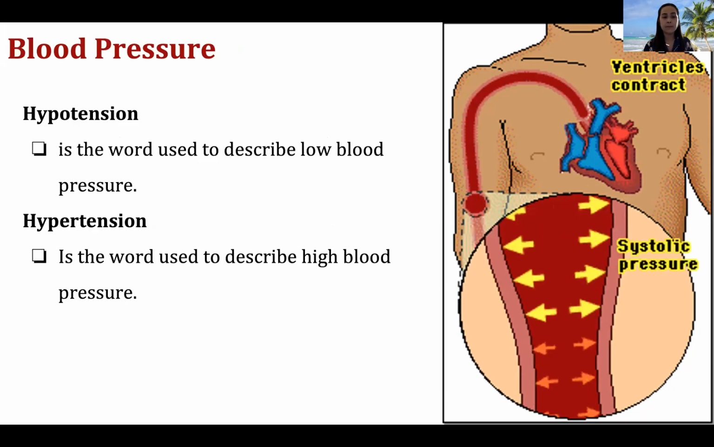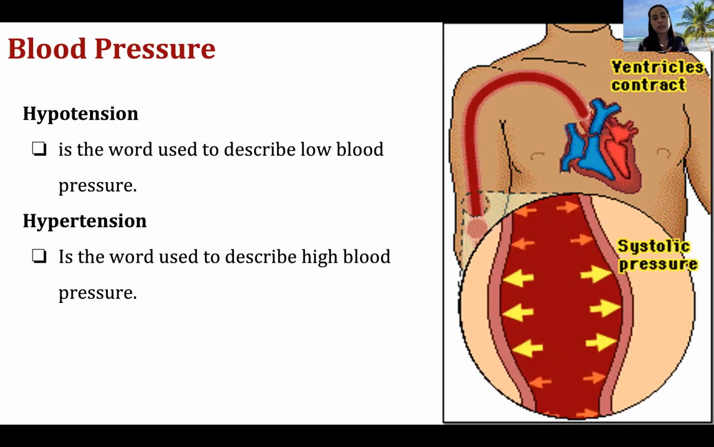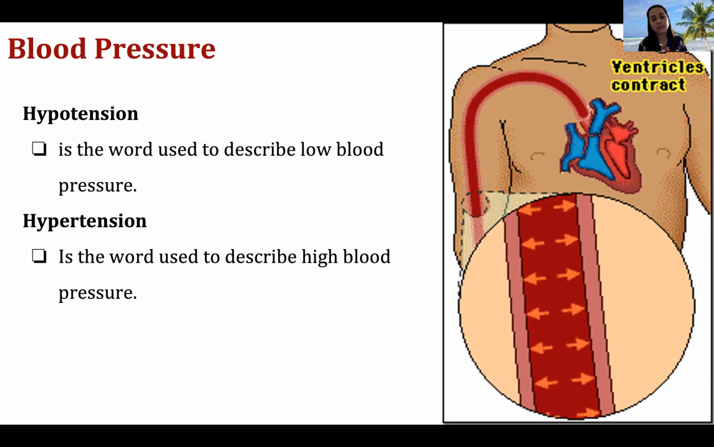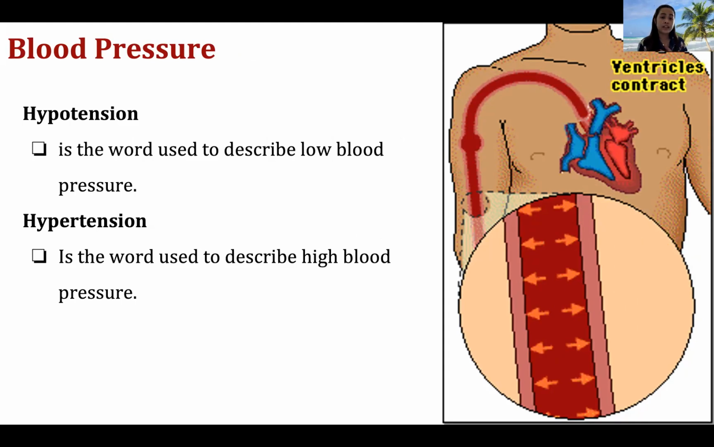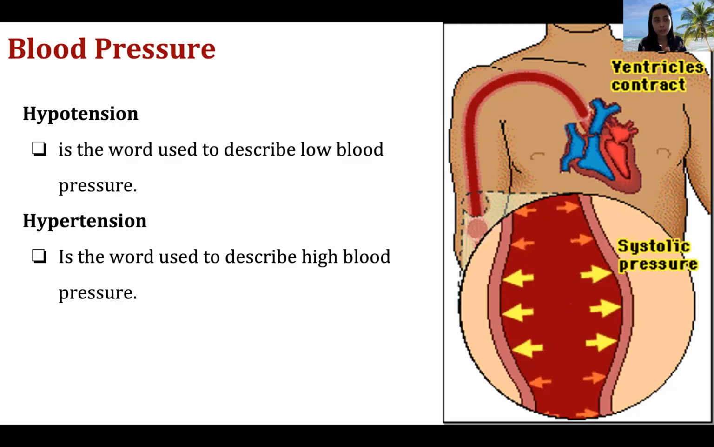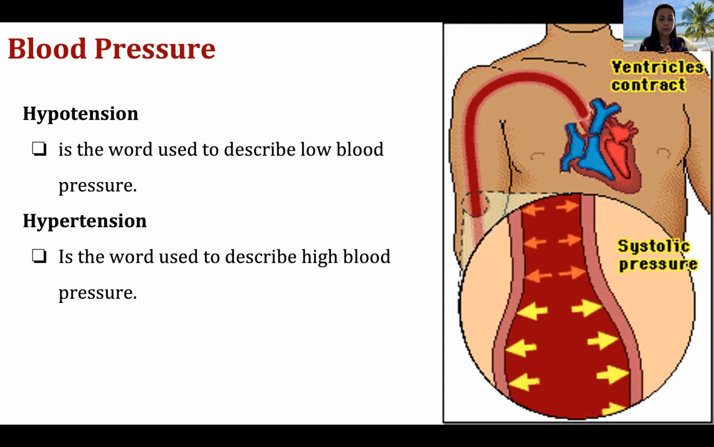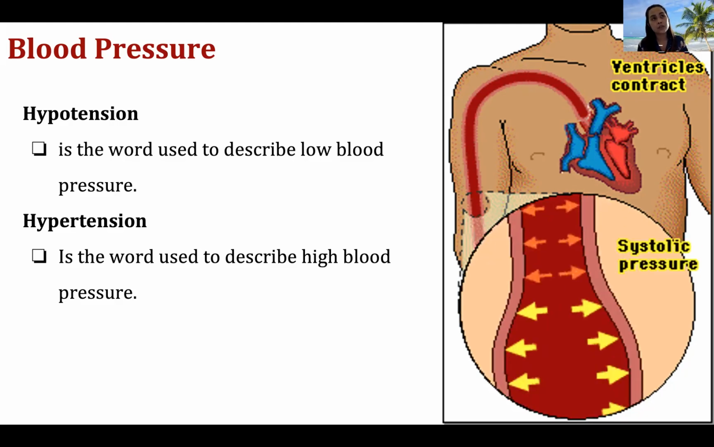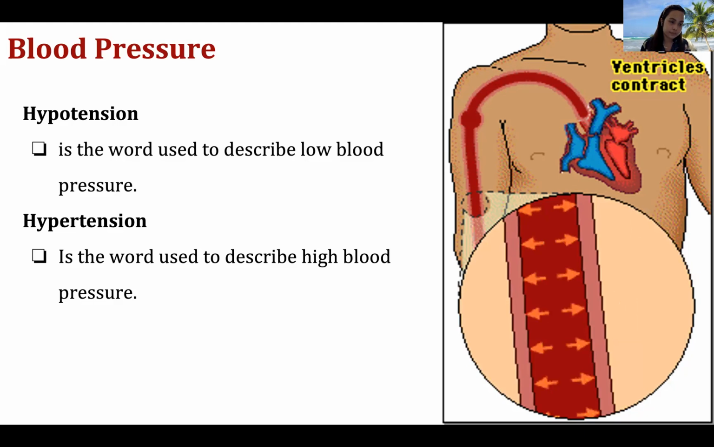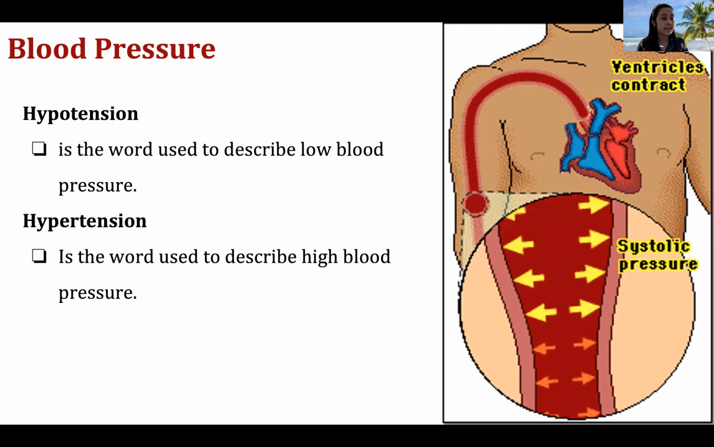What do you mean by hypotension and hypertension? When we're talking about hypotension, hypo means low. So it means that the blood pressure is lower than its normal reading. Usually for an adult patient, the normal blood pressure is 120 over 80 mmHg. So if your blood pressure is 80 over 60, we can consider it as hypotension.